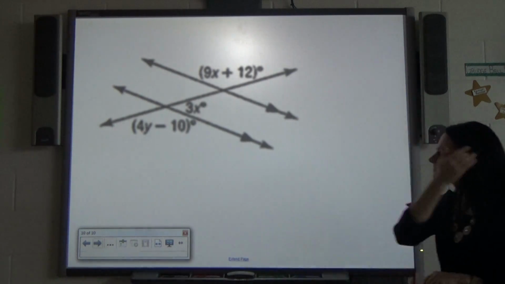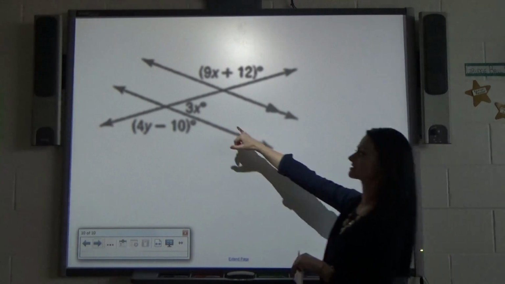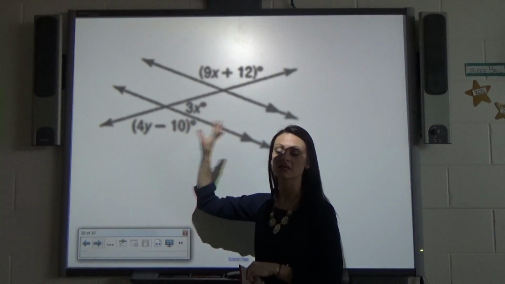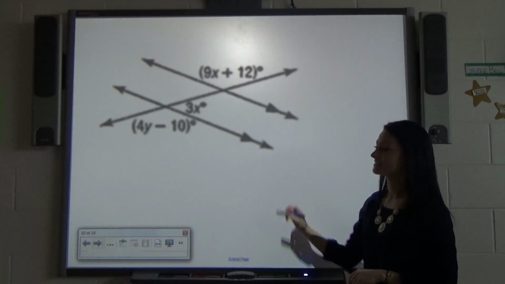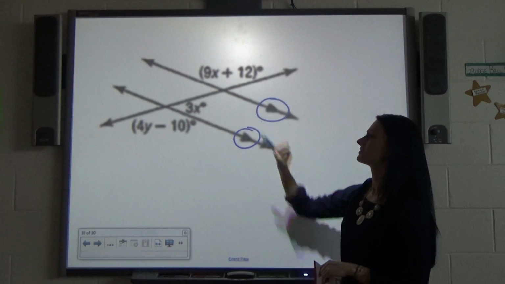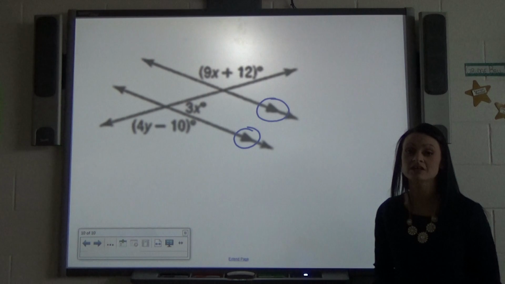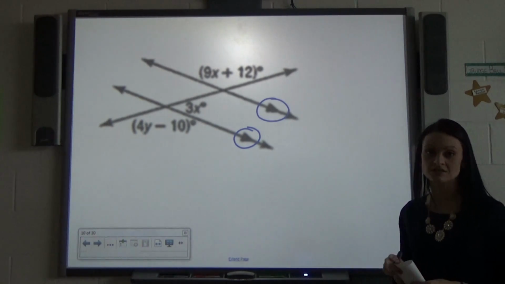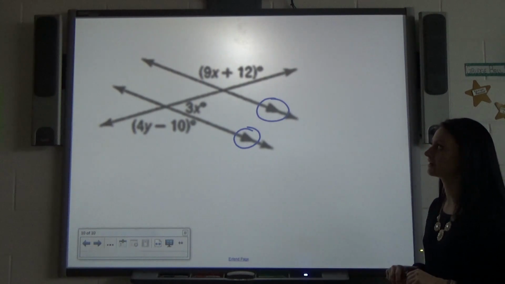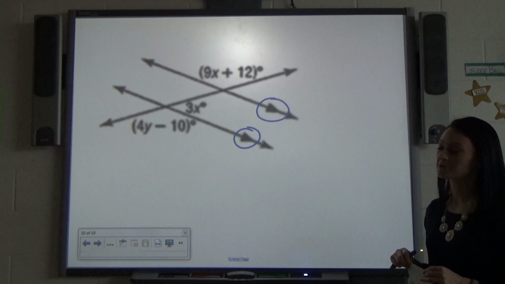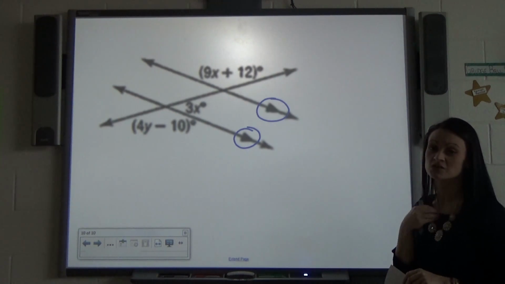And the last example that we're going to do, this one is a little bit more complex. You'll notice that I have x's and y's in this picture. And that's okay, because they told me that these lines are parallel. So I can use all of the theorems that I already have in my pocket from what we discussed earlier. Now this one I am going to have to use my thinking cap, because the angles that are both labeled with x's don't necessarily have a relationship that we've talked about so far.